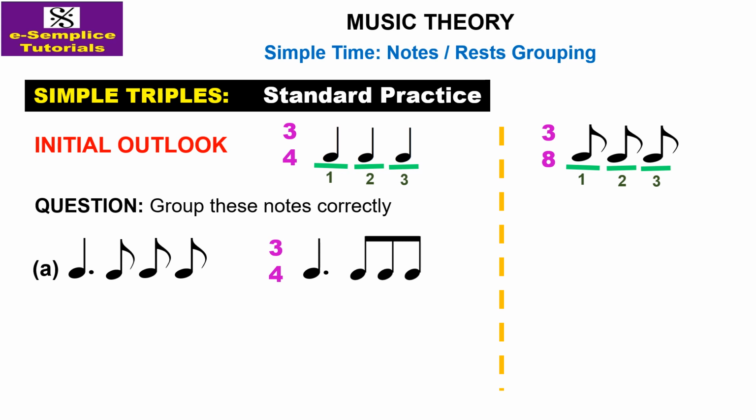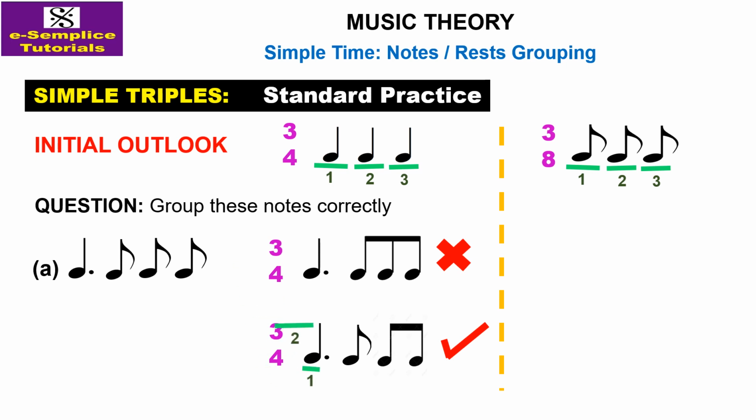Is this correct or wrong? Compare it to the initial outlook in 3/4 time. Is this right or wrong? Wrong. What is the correct thing? This is correct for the notes given. Why? You can see beat 1, beat 2, the dot and the quaver forms beat 2, then beat 3.